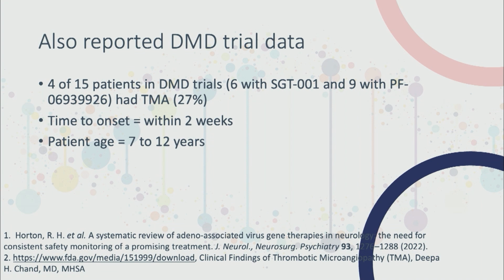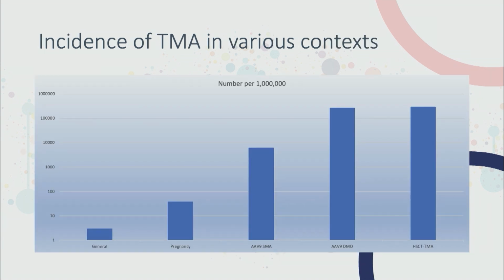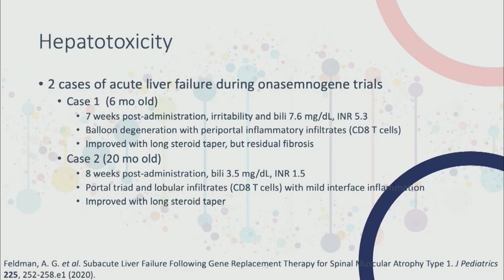So initial DMD trials reported TMA as well, and it was actually at a much higher incidence than in SMA. And so, I'm not sure how accurate this is, but it gives you a perspective on how frequently you might see TMA compared to other things. So in general, it's very rare, and it's orders of magnitude more common following gene therapy, but it's still a rare outcome.